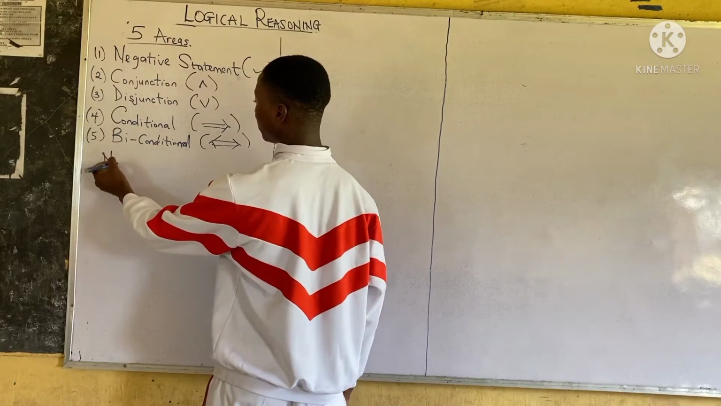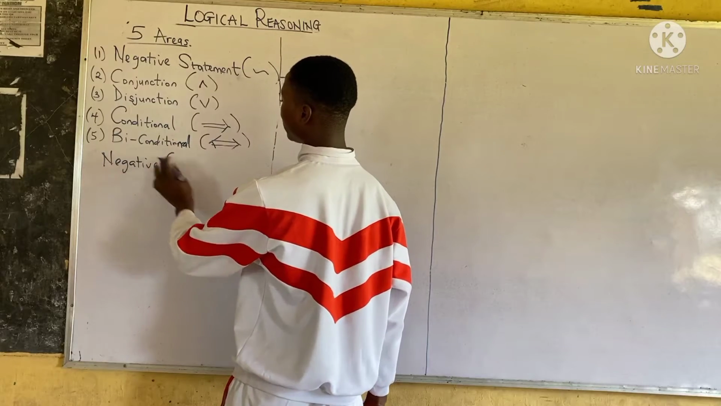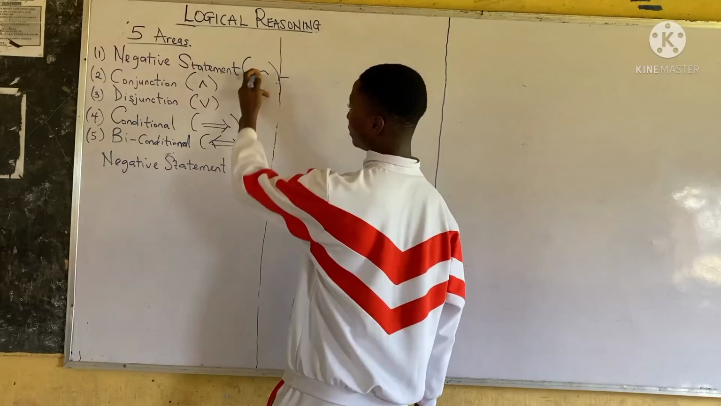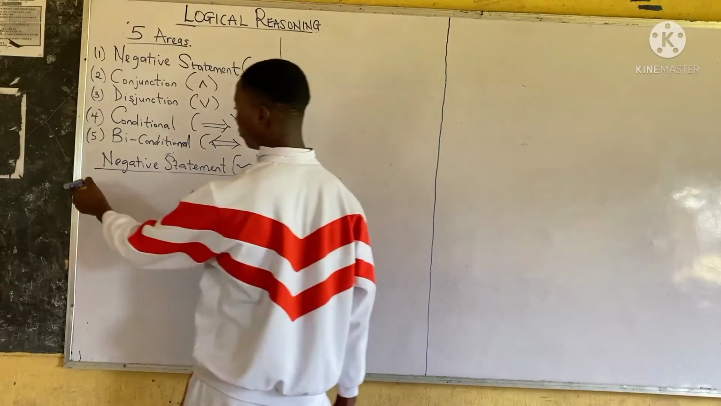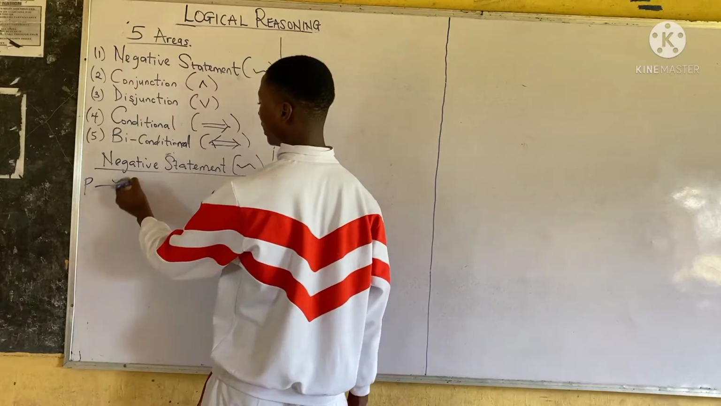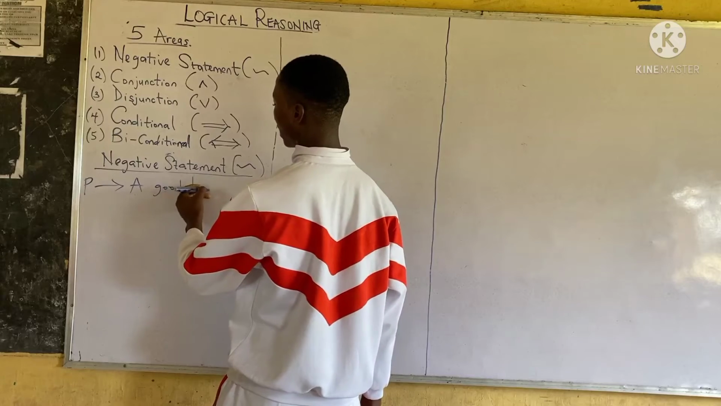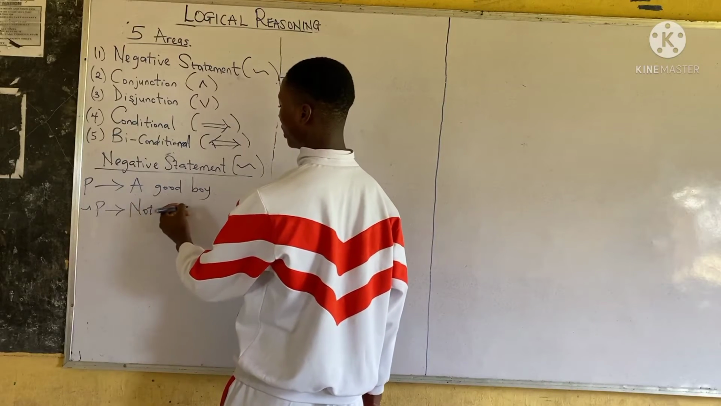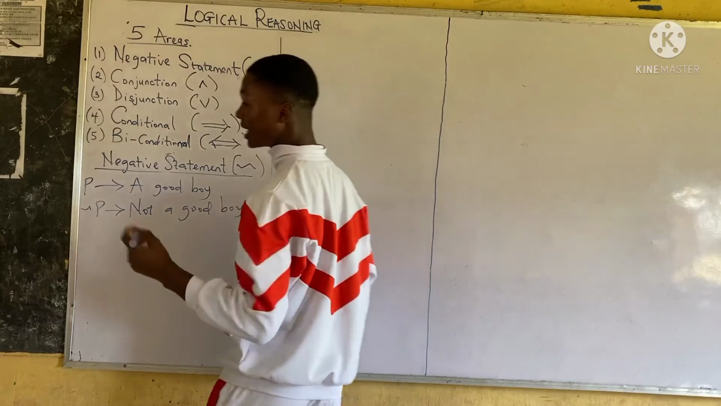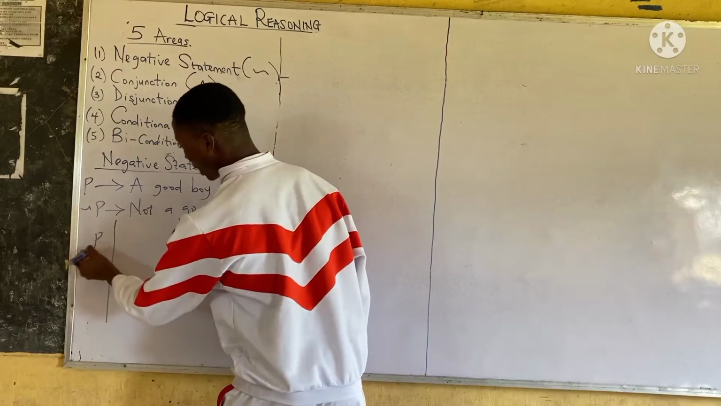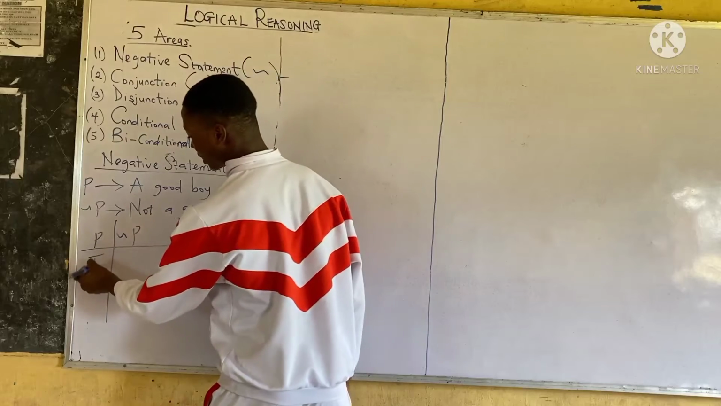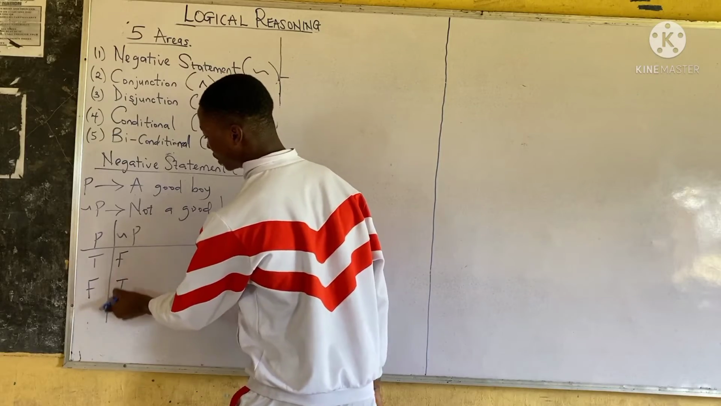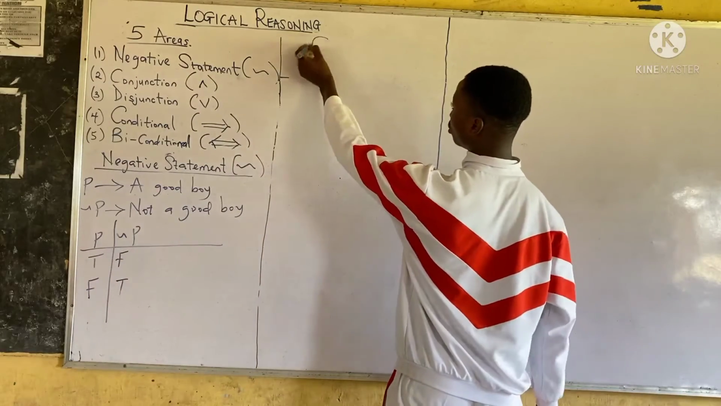Now let's talk about the negative statement first. Okay, now the negative statement. Now this is the symbol or the sign. Okay, now let's say we have P. Now P, let's say P is a good boy. Now the negative of P, which is the negative statement of P, will be what? Not a good boy. Okay, now creating a truth value, we have P and we have the negative of P. Okay, now let's say P is true and false. Now the negative of true is false, and the negative of false is true.